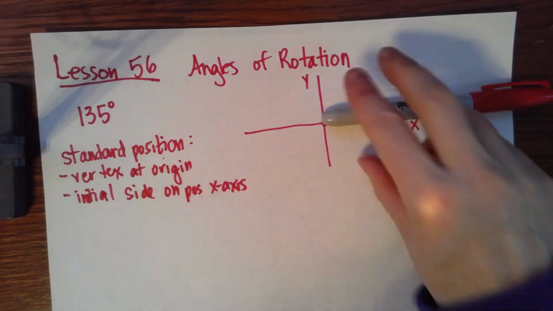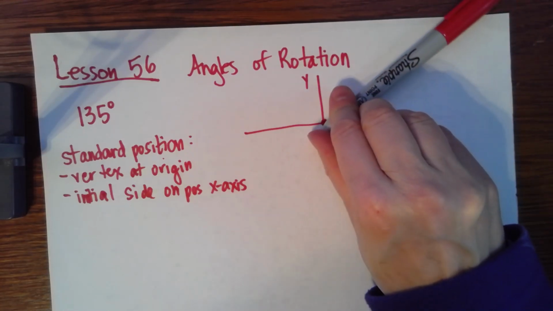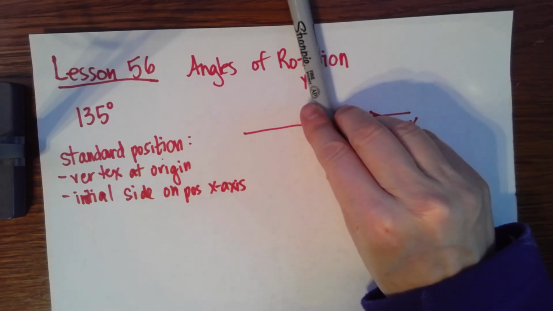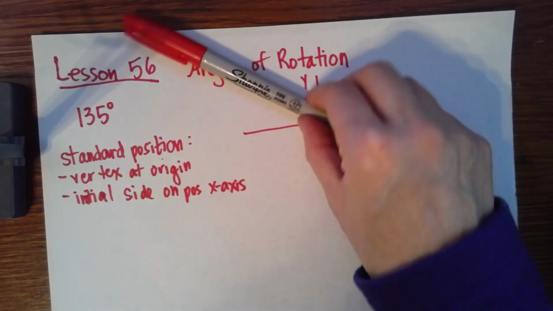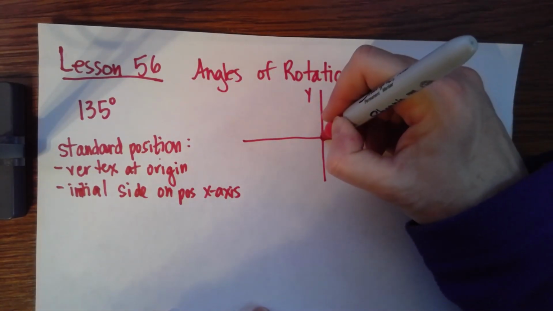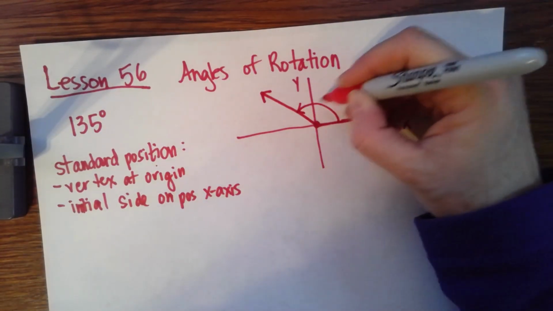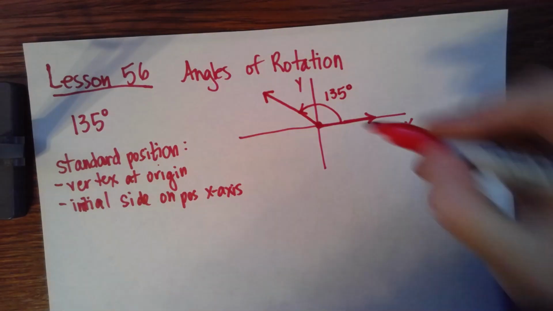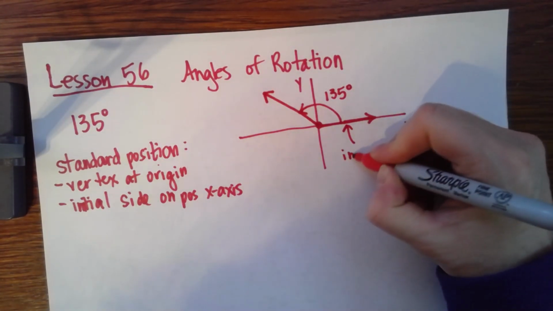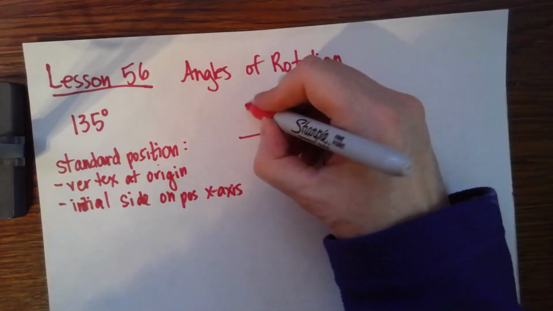So I'm going to have my vertex at the origin, my side here, and then I'm going to rotate 135 degrees. So I rotated 90. Once I get to 135 degrees, I stop. And that is where I will put my terminal side. Okay, so let's say I'll put my terminal side here. And so this is 135 degrees. This is called the initial side. And this is called the terminal side.